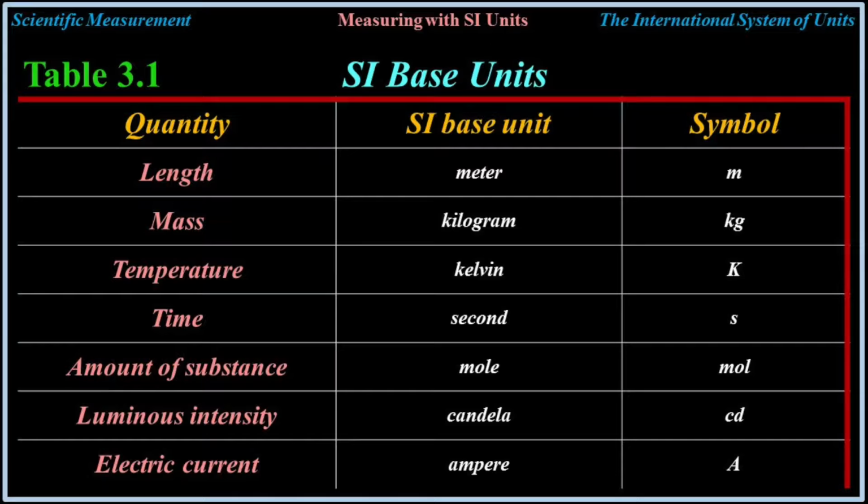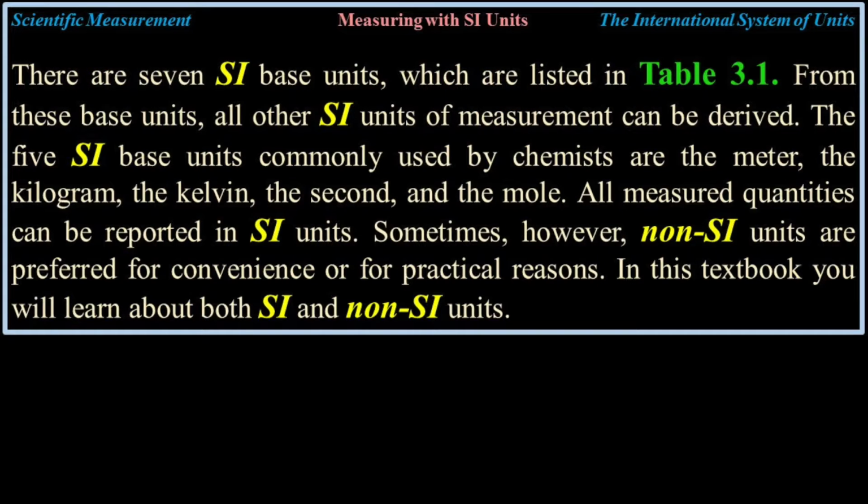Here is table 3.1, SI base units. In other words, we use meter for length. Mass is kilograms, even though we use grams. It's kilograms, Kelvin. So these are the standards that are used. There are 7 SI base units, which are listed in table 3.1. From these base units, all other SI units of measurement can be derived. The 5 SI base units commonly used by chemists are the meter, the kilogram, the Kelvin, the second, and the mole. All measured quantities can be reported in SI units.